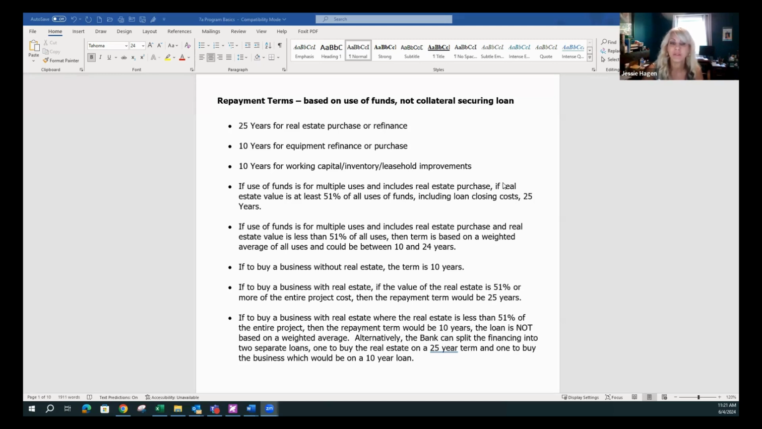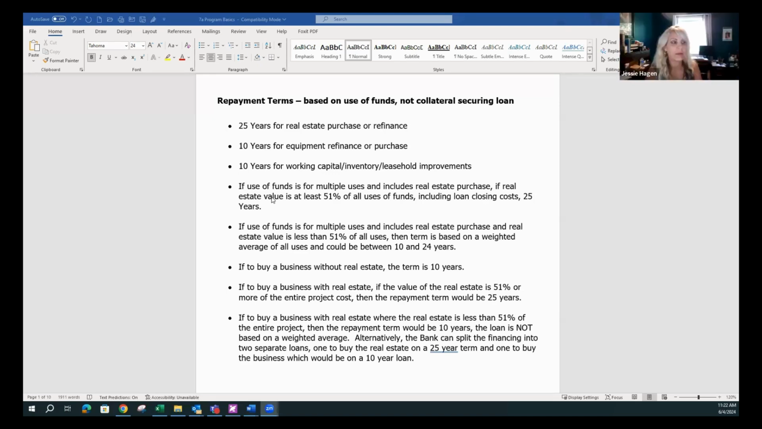A lot of times, I find myself being asked to consolidate a lot of leases that were used to buy separate pieces of equipment. Those leases are oftentimes 7 years, maybe 5 years. SBA goes 10 years, so we can usually get a much lower payment for a borrower. If the use of funds is for multiple purposes, including a real estate purchase, and the real estate component is more than 51% of the total project, then I can also offer 25 years. If it's to buy a business without real estate, the term is 10 years.